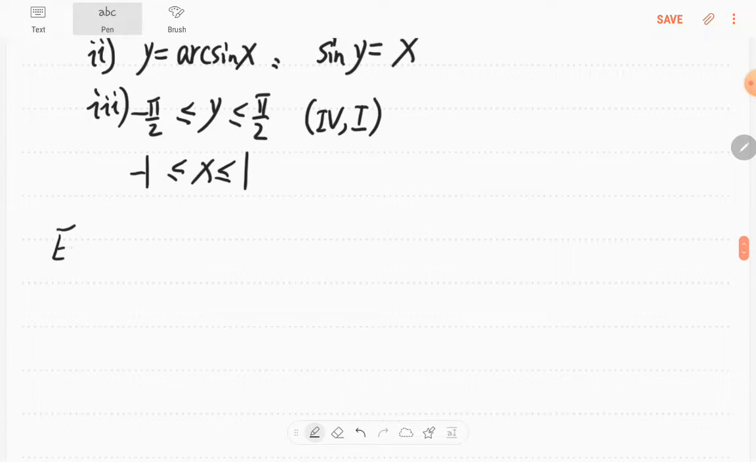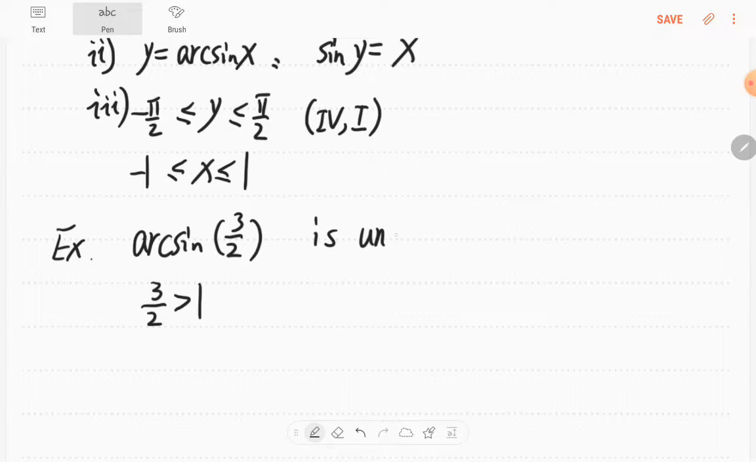So now let's look at this example. What is the arc sine of 3 over 2? Since 3 over 2 is greater than 1, this one is undefined, does not exist. We cannot have an angle whose sine value equals 3 over 2, because the sine value is always between negative 1 and 1. So this is undefined.